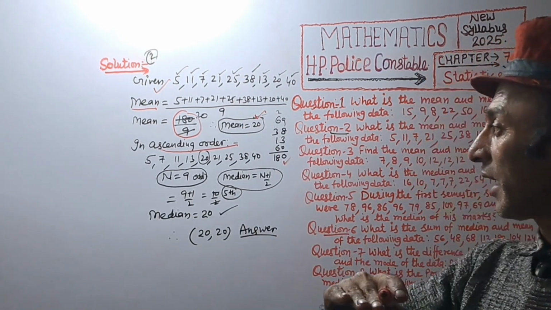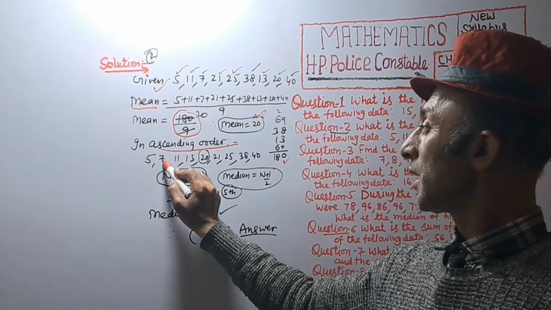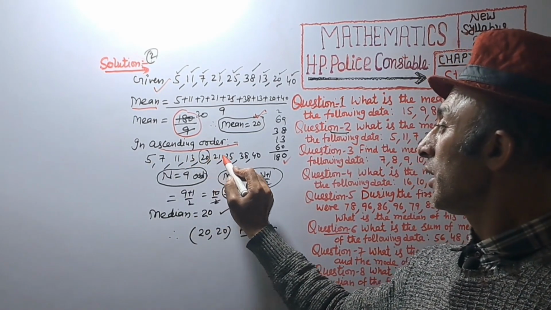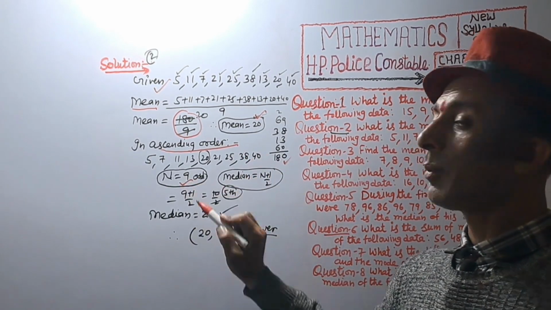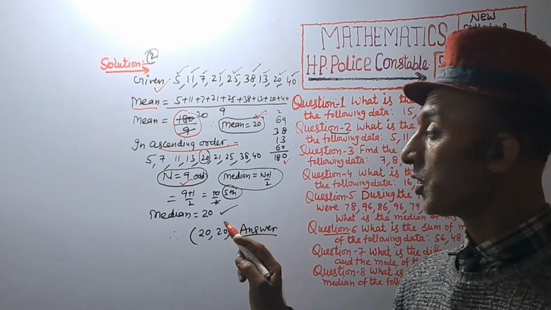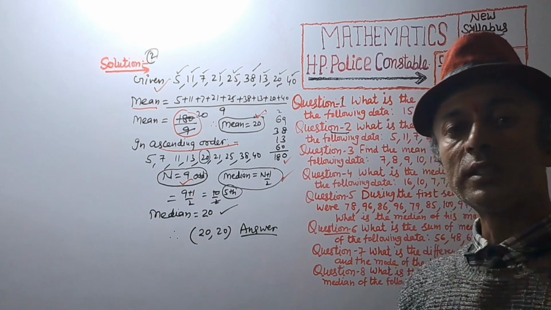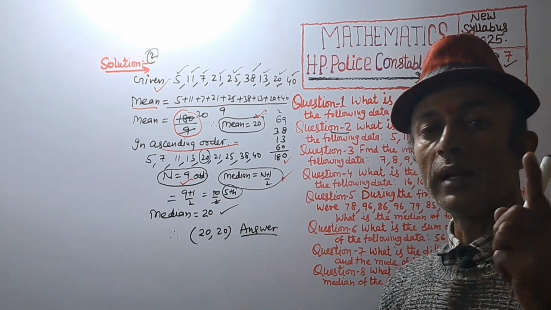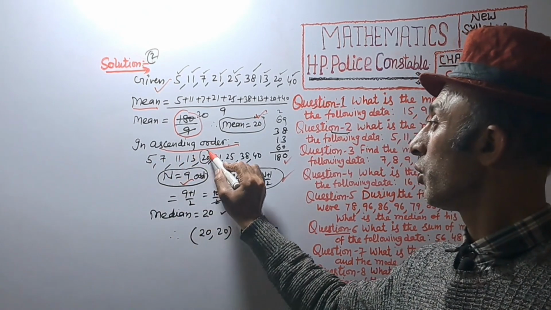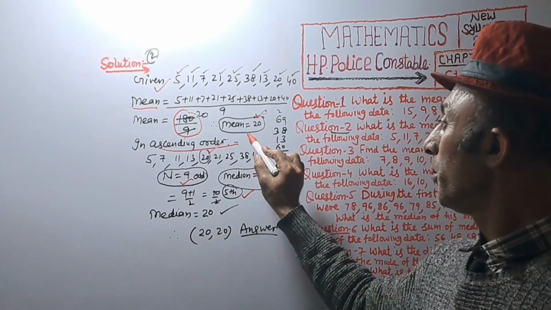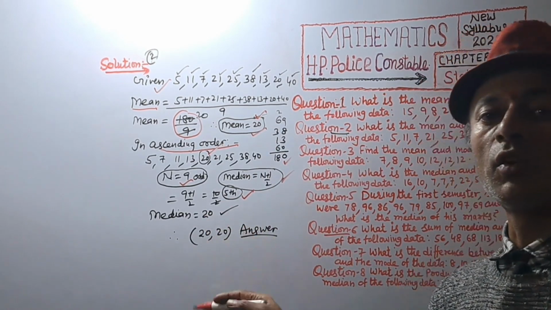In the case of median, we are arranging in ascending order: 5, 7, 11, 13, 20, 21, 25, 38 and 40, where the total number is odd, 9. So median is n plus 1 upon 2, and 9 plus 1 upon 2 is 10 upon 2, which is 5. The fifth number is 1, 2, 3, 4, 5, that is 20. So mean is equal to 20 and median equal to 20. Answer is 20, 20.